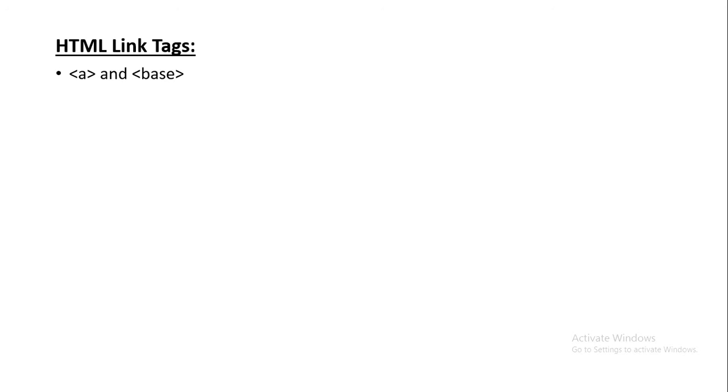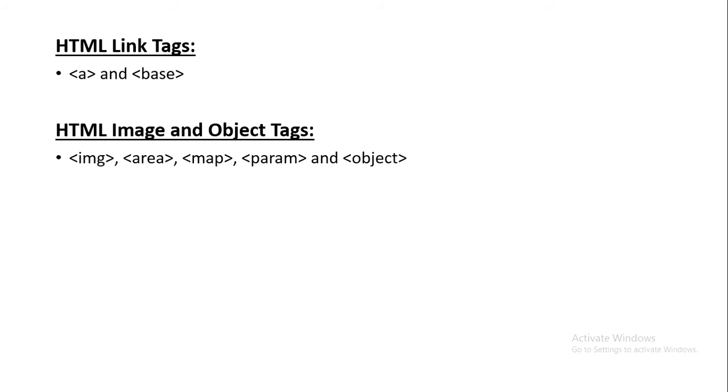So next, we have HTML image and object tags. We have different image tags, like img, area, map, param, and object. And what are the object tags? They are used to embed audio files, video files, PDF files, and Flash files. These are the tags we have to use in order to embed audio and video files inside a body.